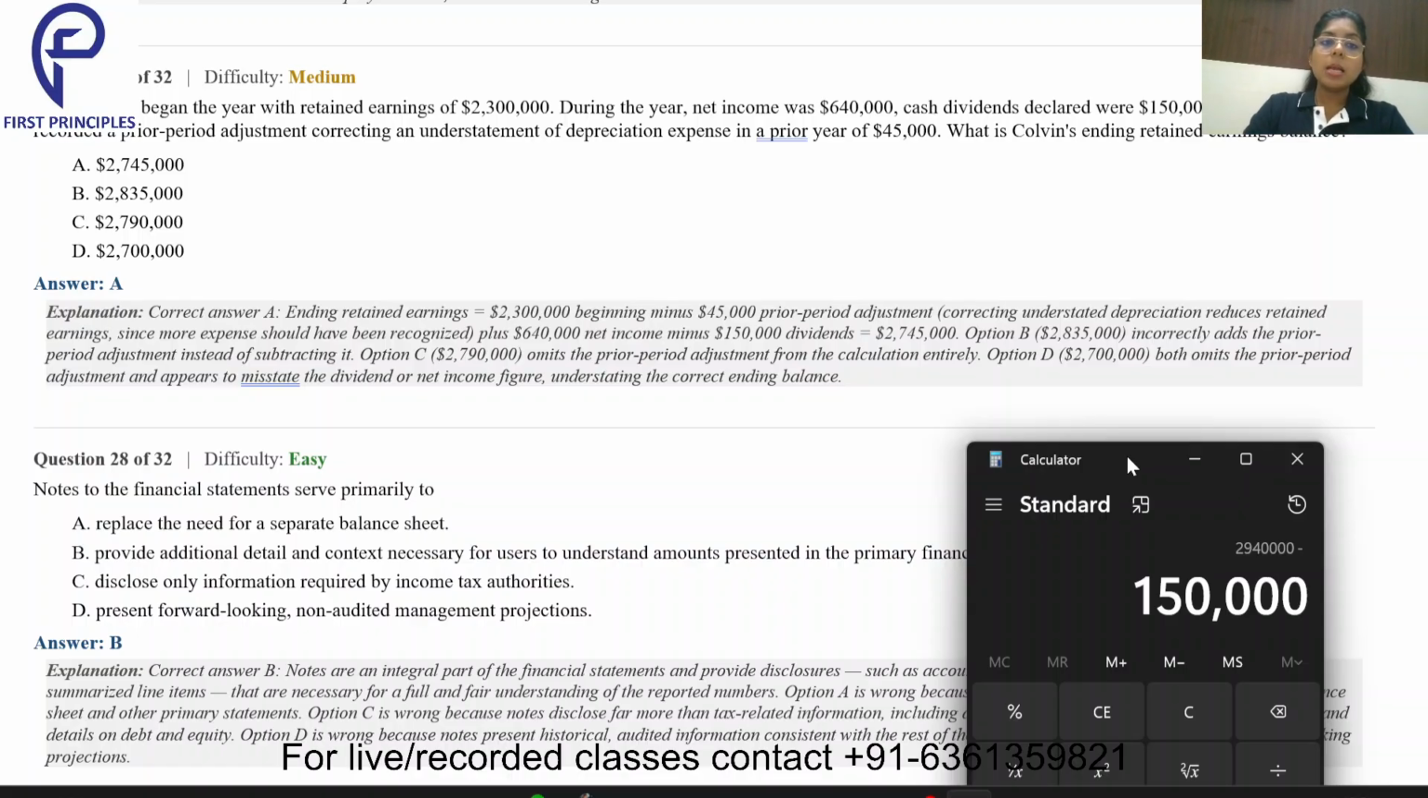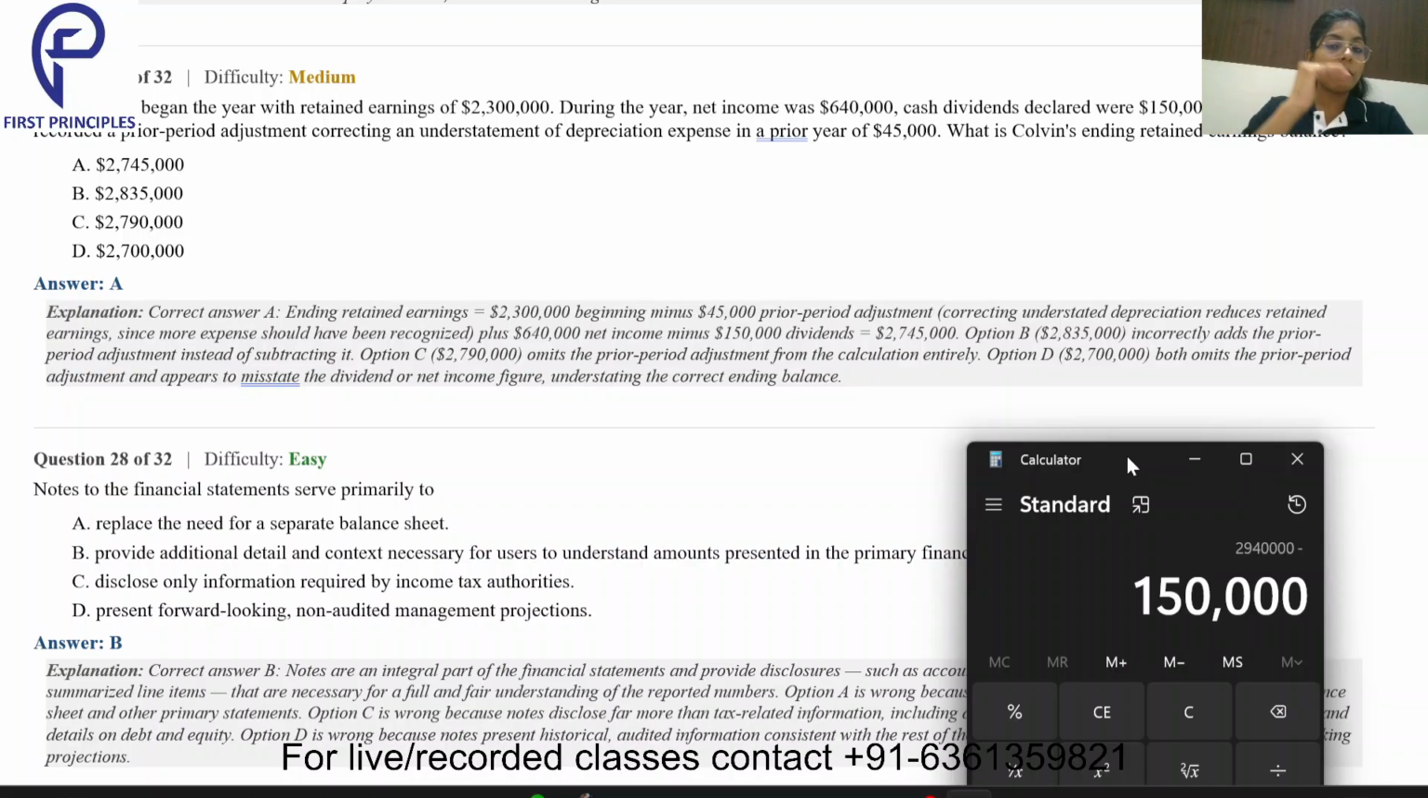What does that mean? That means last year we did not record a depreciation expense. There was an understatement. That means we should have recorded 45,000 more, but we didn't record that much. So whenever we miss recording any expense or any gain in the last year, we adjust it in the current year's retained earnings. So this expense would have done what? If the expense would have been more, the profit would have been lesser. A lesser amount would have been added in my retained earnings. So my retained earnings is also overstated.